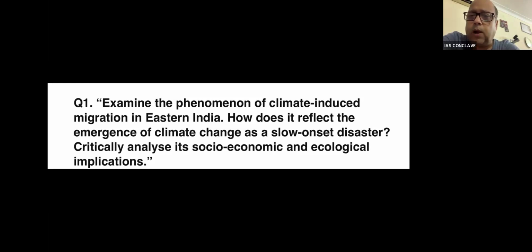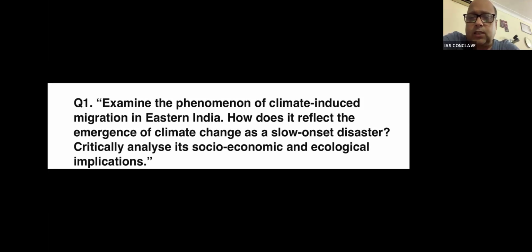This question has two parts. First is: examine the phenomena of climate-induced migration in Eastern India. How does it reflect the emergence of climate change as a slow onset disaster? And the second part of the question is: critically analyze its socio-economic and ecological implications.